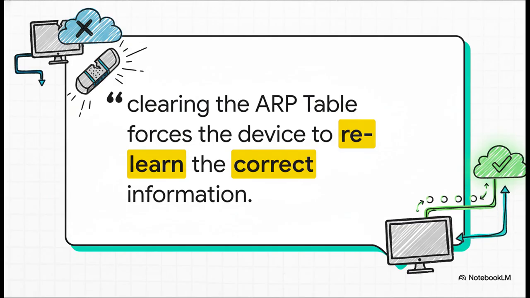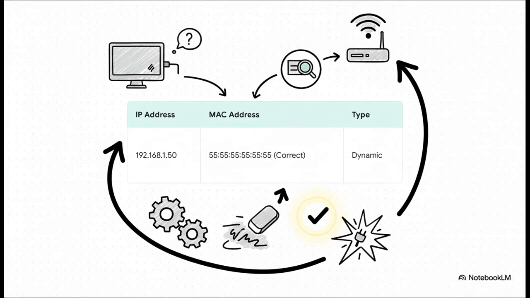You can manually clear the ARP table. Basically, you're just wiping the slate clean. This forces your computer to forget what it thinks it knows and go out and ask for directions all over again the next time it tries to connect. And after you clear it and try to connect again, this is what you get. The device relearns the correct MAC address, the table gets updated with accurate info, and just like that, your connection problem is solved.